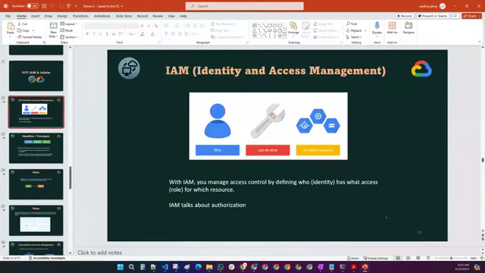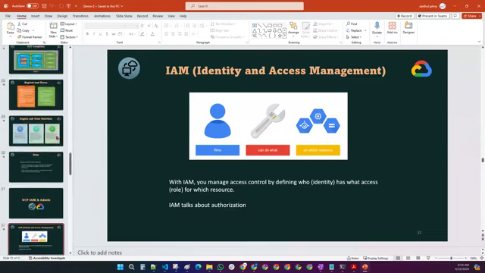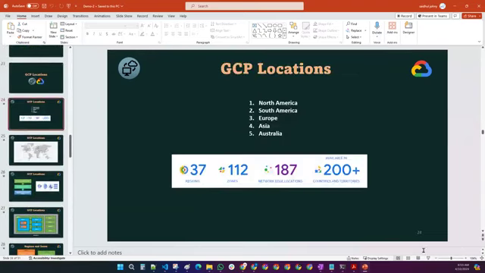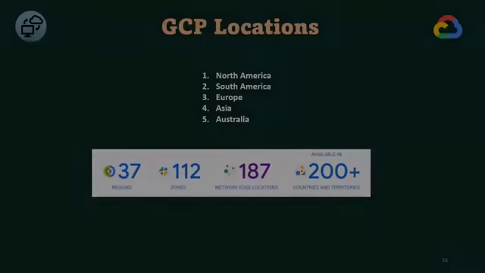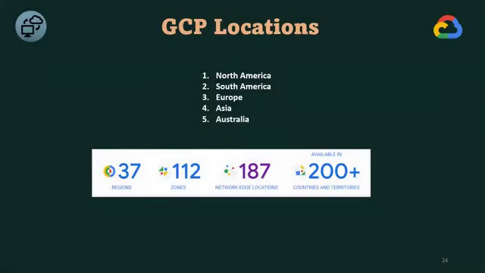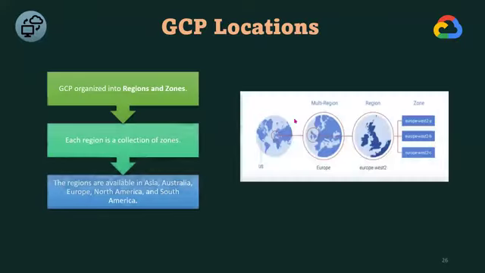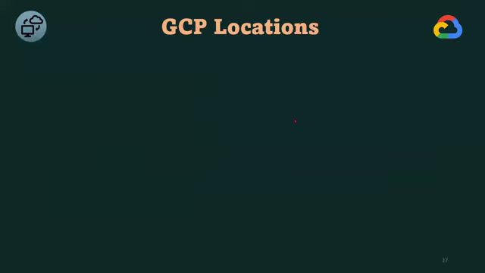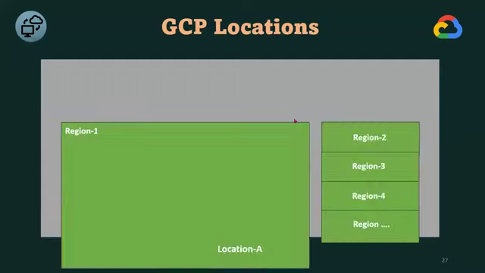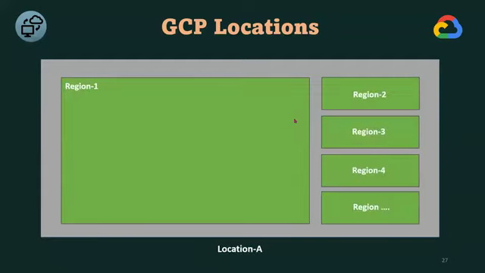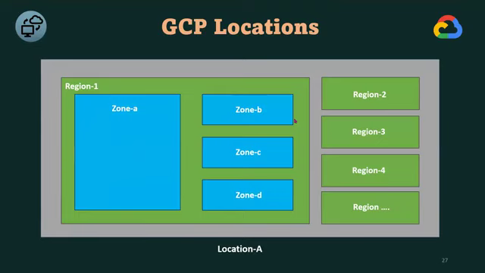So in our yesterday's session, we have seen what locations are. Google's entire infrastructure is divided into 5 locations. These 5 locations are further divided into regions, and regions are further divided into zones. If I talk about a location, it is a multi-region. You will have multiple regions in the location, and each region will have its own multiple zones.